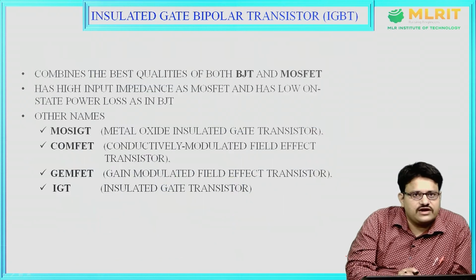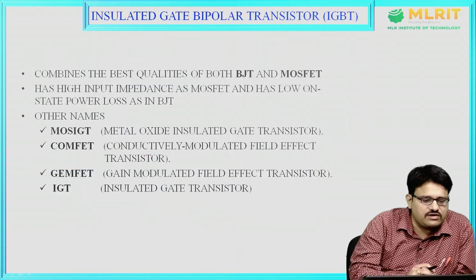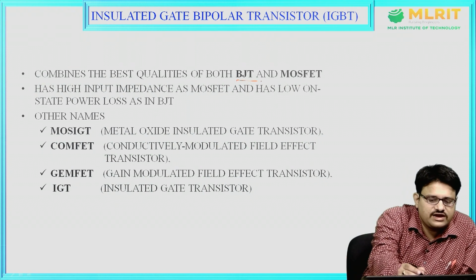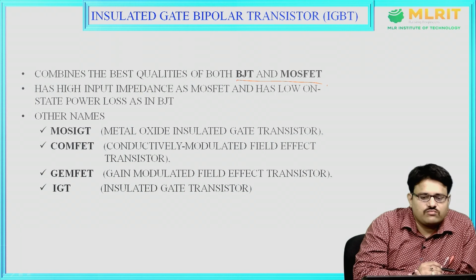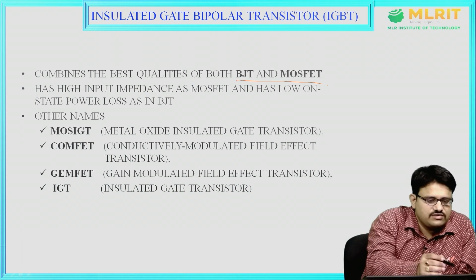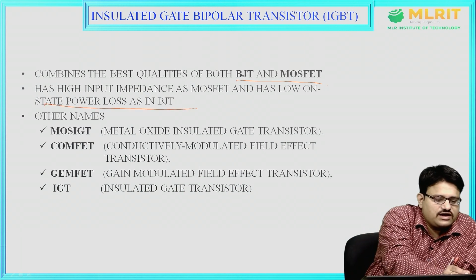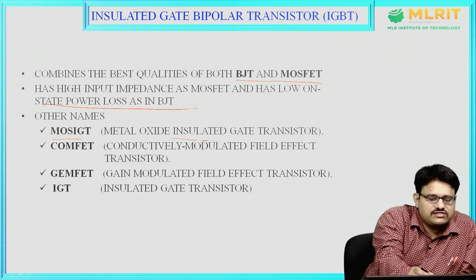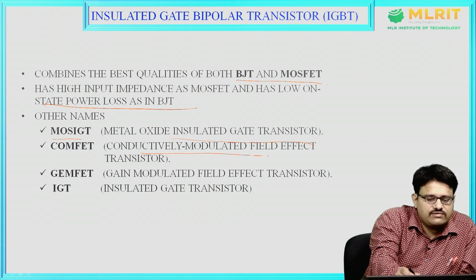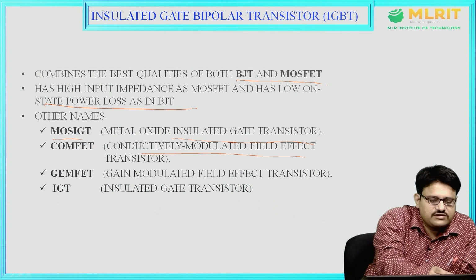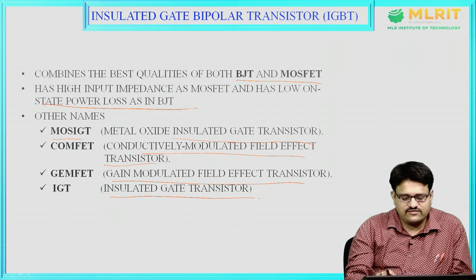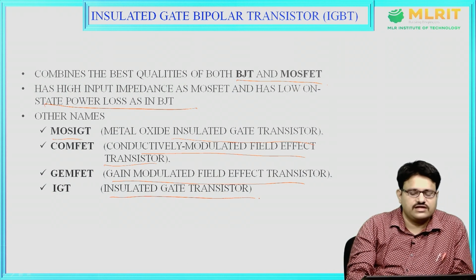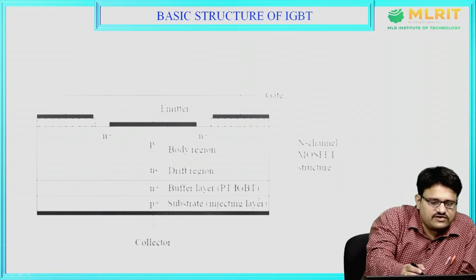So, the insulated gate bipolar transistor, IGBT, combines the best qualities of both BJT and power MOSFET, and has high input impedance as in a MOSFET and low on-state power loss as in a BJT. Other names: metal oxide insulated gate transistor, conductively modulated field effect transistor, gain modulated field effect transistor, GEMFET, IGT, insulated gate transistor. These are the other names for the IGBT.